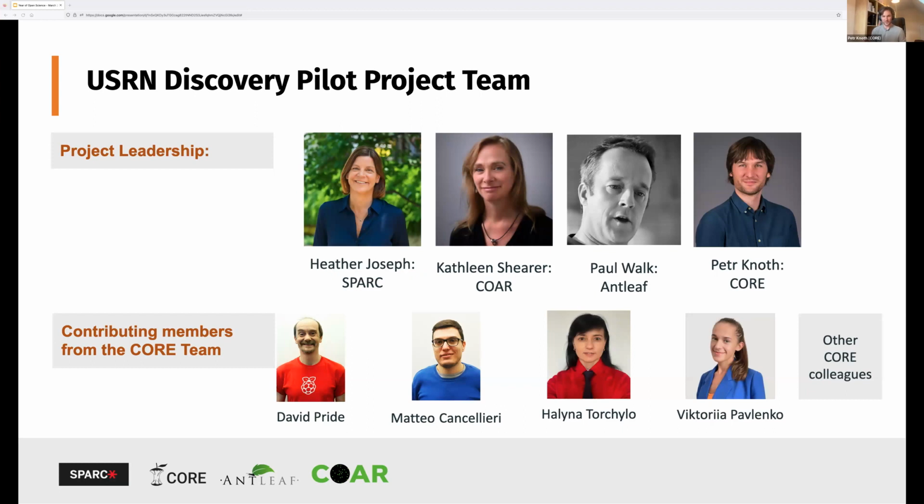This project is a collaboration of CORE, Connecting Repositories, COAR, the Confederation of Open Access Repositories, AntLeaf, and SPARC. We're really pleased with this collaboration and very excited about it, and I'll tell you more about this.